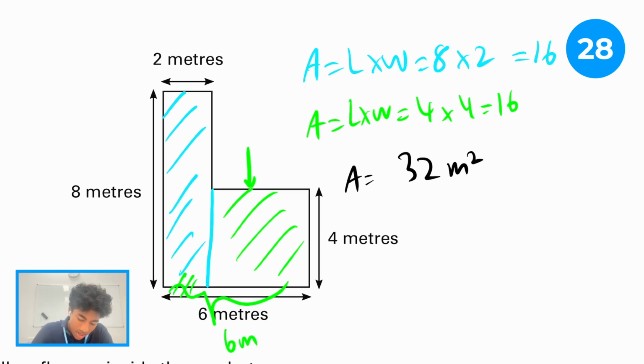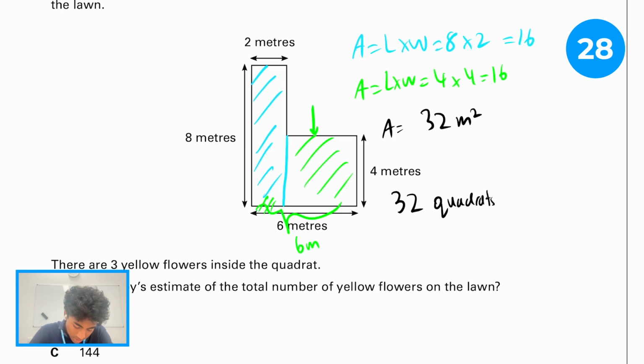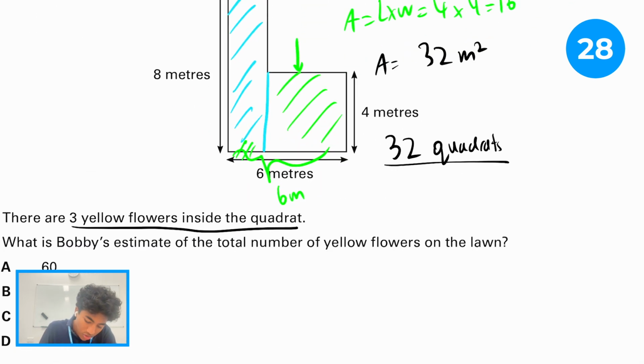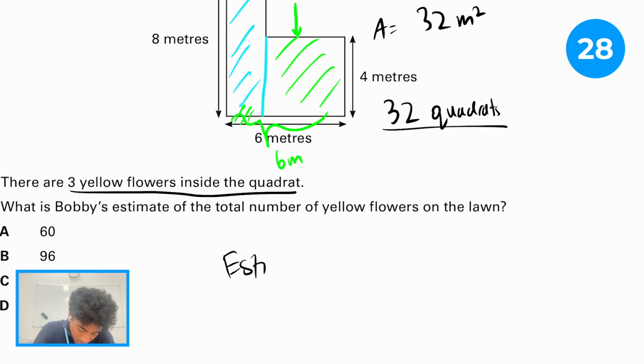32 meters squared. That means we can fit in 32 quadrats, as each quadrat has 1 meter squared area. If there are 3 yellow flowers inside the quadrat and we can fit in 32 quadrats, that means our estimate is going to be 3 times 32, which is 96.